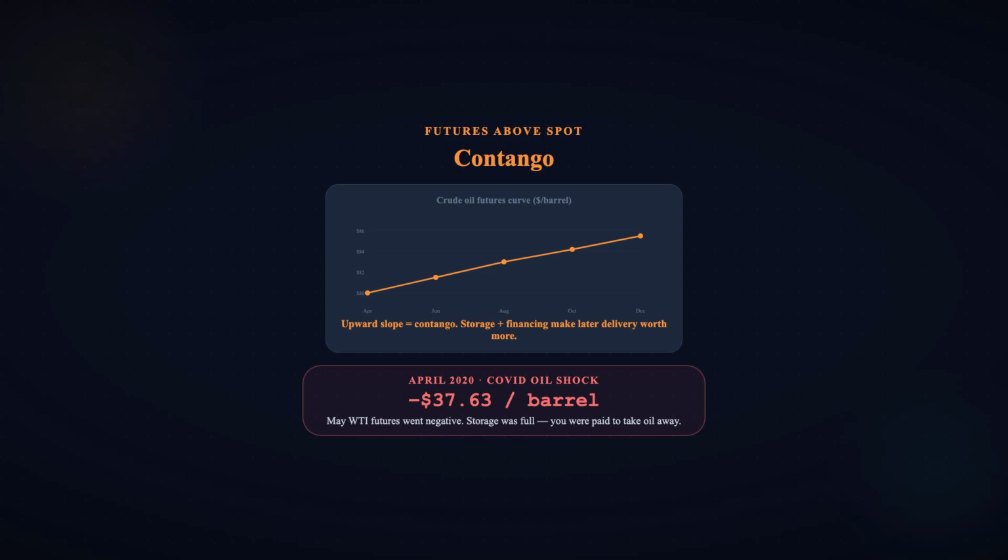The most extreme contango in history happened in April 2020. COVID lockdowns had destroyed demand. Storage was nearly full. The May futures contract for West Texas Intermediate crude oil briefly traded at -$40 per barrel. Negative. You were paid to take oil off someone's hands because there was nowhere left to put it.